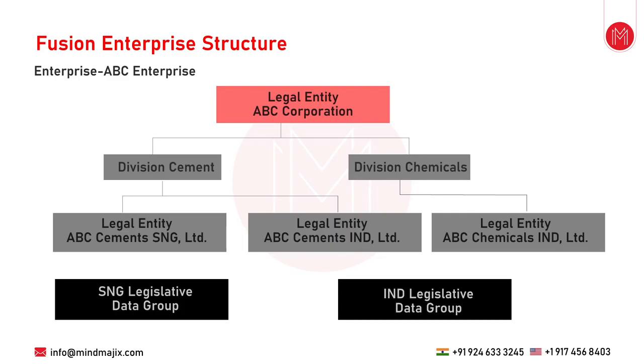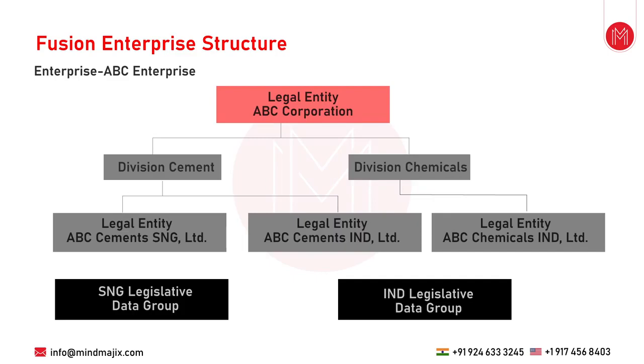The first thing which comes after the enterprise is the legal entity. A legal entity is an entity which is registered according to the laws and regulations of a particular country, state, or city. Let's say I have one ABC Corporation. It is registered as a particular entity in a particular state, based on the taxation of the country. So this is the legal entity ABC Corporation.